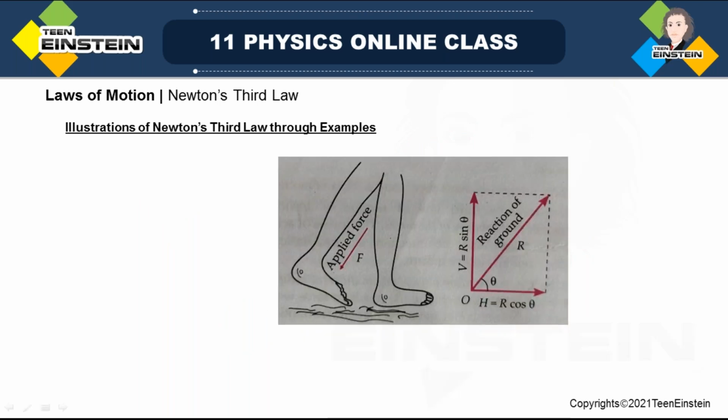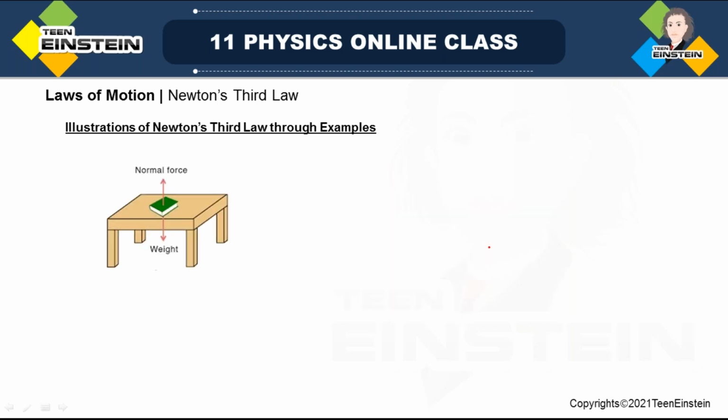Now we'll take up another example, which is very, very important, and we experience this. I was just giving this example, normal force R. This book is giving a force W, weight, and the floor will also be giving an exactly equal and opposite reaction, that is normal reaction.